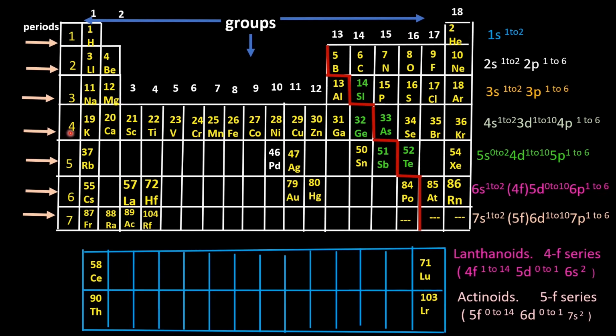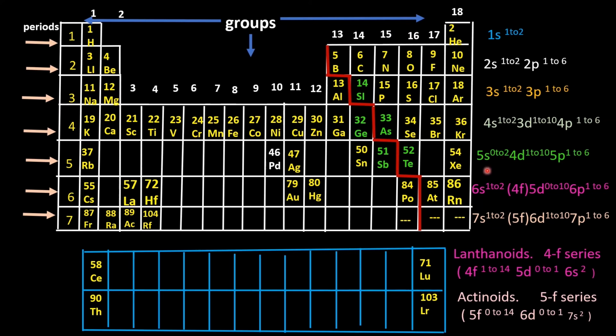In the fourth period, there are 18 elements. The valence shell is the fourth shell and the electron configuration is 4s1 to 2, 3d1 to 10, 4p1 to 6. The fourth period elements have a total number of 4 shells. 3d orbitals start getting filled up in the fourth period in the transition group.